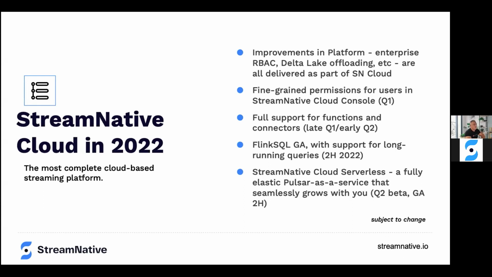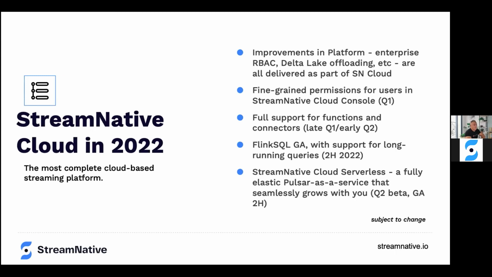We're going to have full support for functions and connectors in late Q1, early Q2. Right now, it takes a lot of work to have those natively deployed. Use Pulsar functions inside the cloud framework. We're going to be focusing on that. Also, we're going to be rolling out Flink SQL, which is now currently GA. We're going to support longer running queries in the second half of 2022.